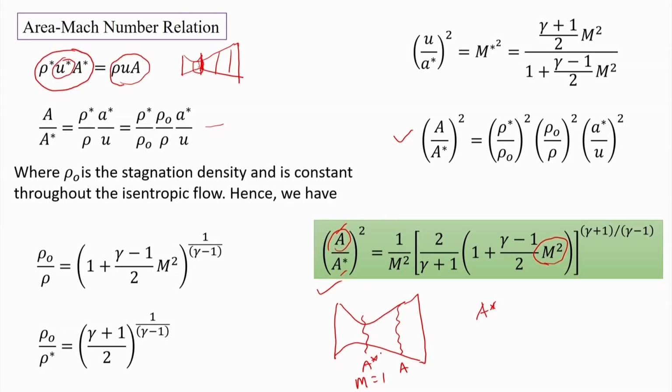Since we know these areas and we know which gas is flowing, we know gamma. So we can iteratively work out what the Mach number M is in this cross section. Similarly, we can find out the Mach number in any other cross section. So this is called the area Mach number relation. Then we will use this to find out the choked mass flow rate.